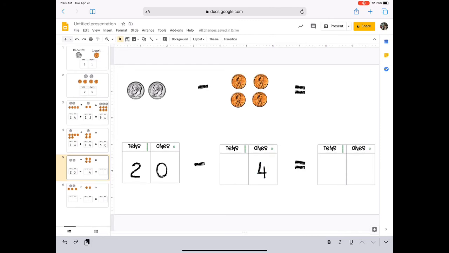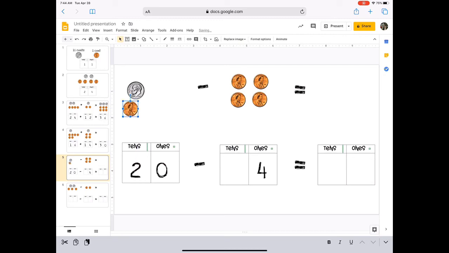Let me take a look at my ones place first. I have 0 ones to begin with, and I'm trying to take away 4 of them. Oh no, I can't take away 4 ones if I have 0 ones to begin with. So this is what we're going to do. We are going to exchange one of our dimes for 10 pennies. So we're breaking apart a bundle of 10. So I'm going to take away this dime, and I'm going to replace it with 10 pennies.